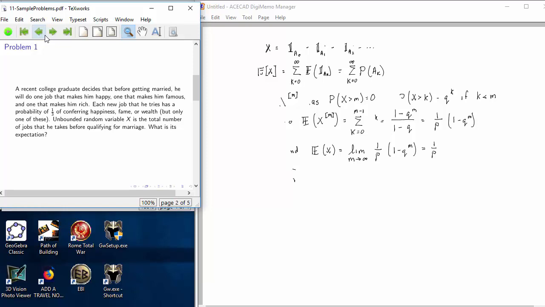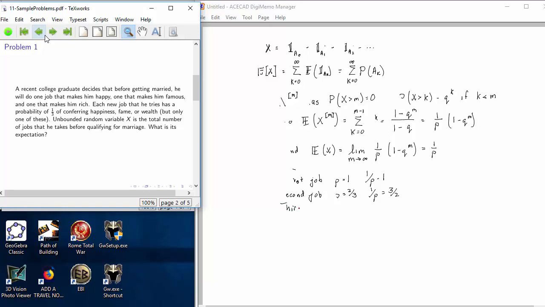Well, for the first job, the probability of acquiring one of these attributes is 1, and the expected number of jobs is also equal to 1. He's guaranteed to pick up one of the attributes. For the second job, there's one chance in 3 that the job confers the attribute he's already got. That is, the first job made him happy, and all the second job does is to continue to make him happy. The probability of picking up a new attribute is 2/3, and for that, 1 over p is 3/2.